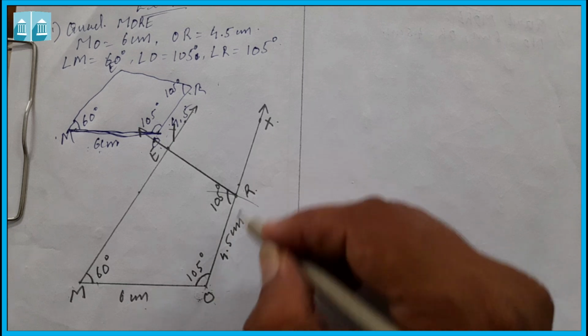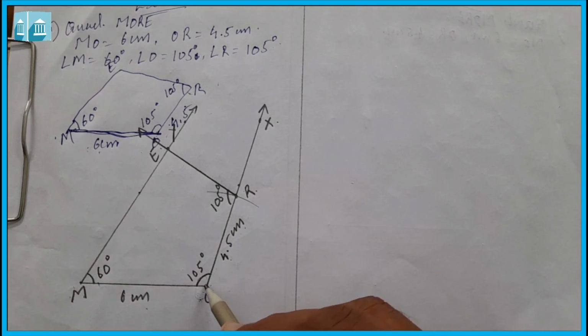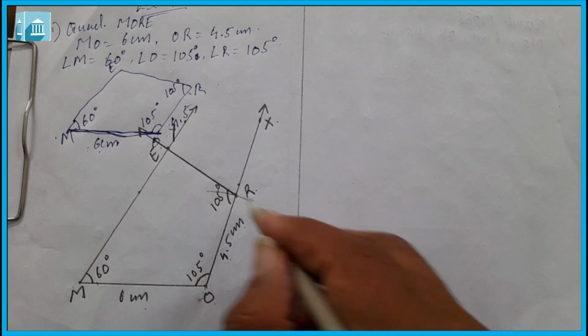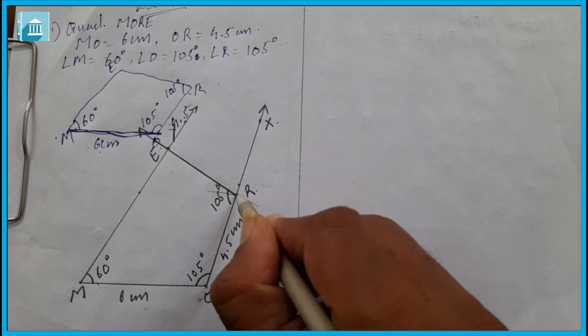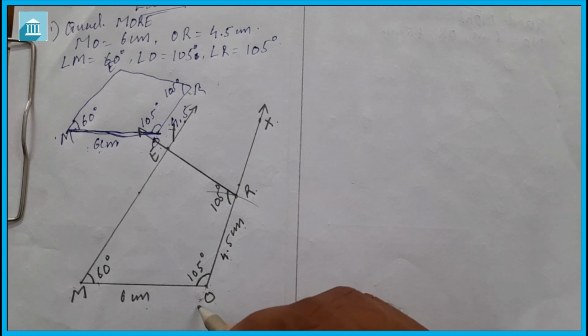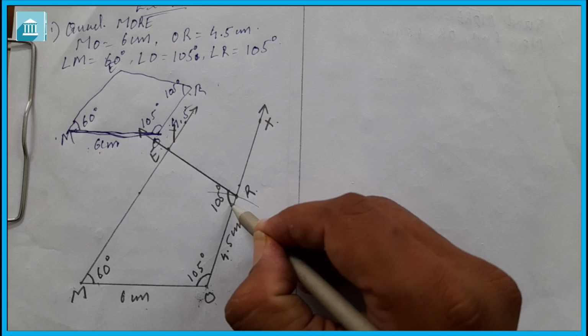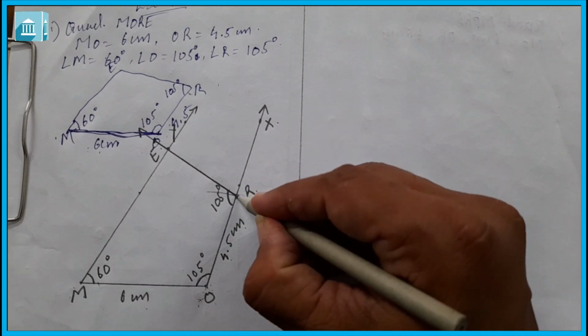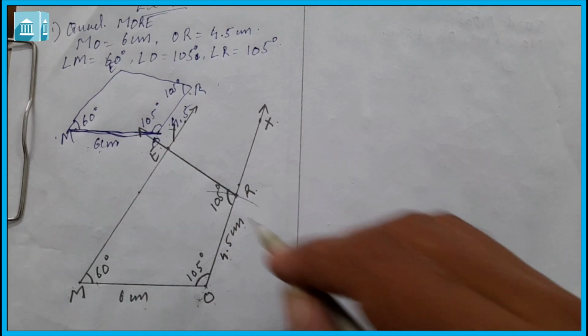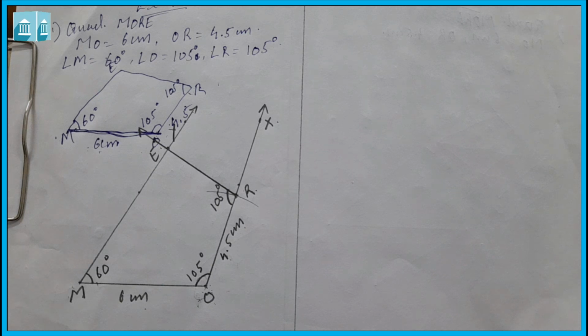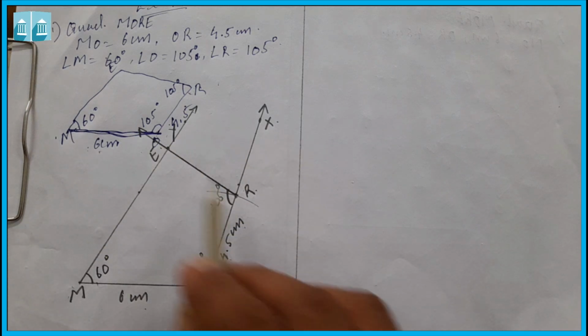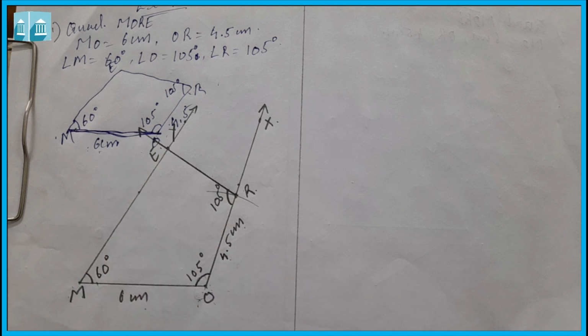Now we know that OR is equal to 4.5. So with center O and radius 4.5 centimeter, we can draw one arc here. So we will get R here. Now again we know that angle R is 105 degree. So from here with the help of the protractor we can draw angle R, which is 105 degree. So we will get the required quadrilateral. MORE is our required quadrilateral.